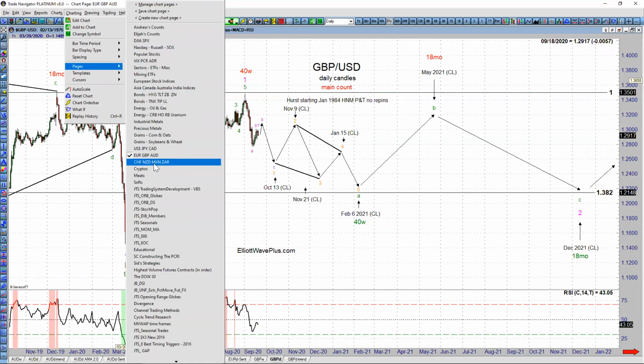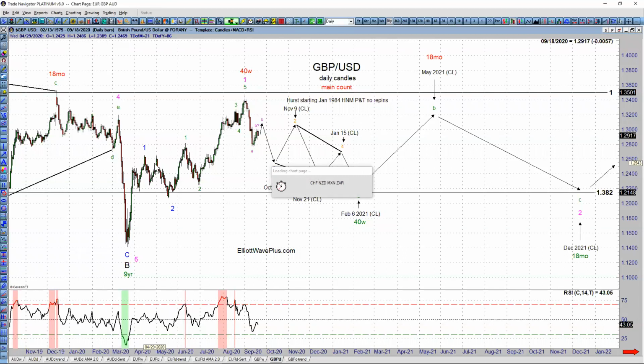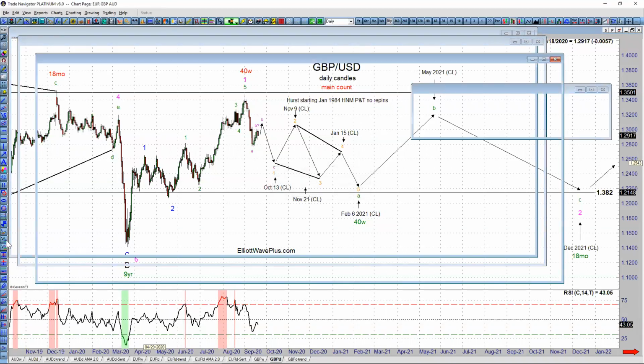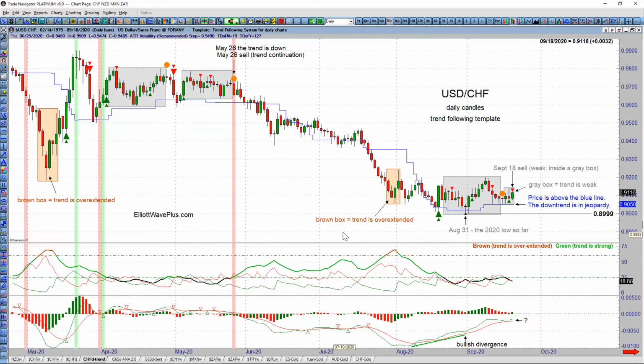And we'll finish up with FTSE, Swiss franc, and also take just a quick look at Bitcoin. On the Swiss franc, here's the trend following algo, and notice that we ended the week with a nice green bar. And despite the fact that that gave a weak sell signal inside a green box, this could be the beginning of a bigger move to the upside, in my opinion.